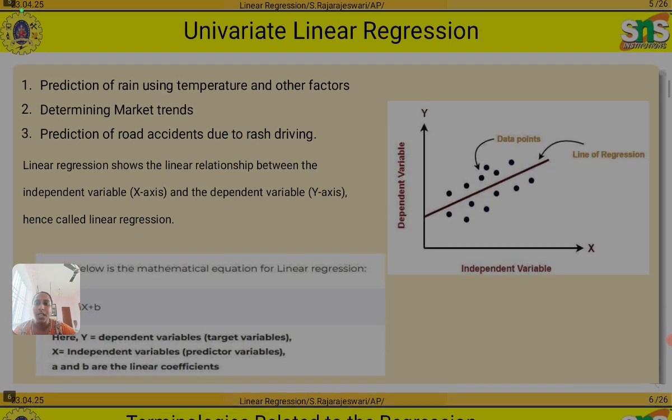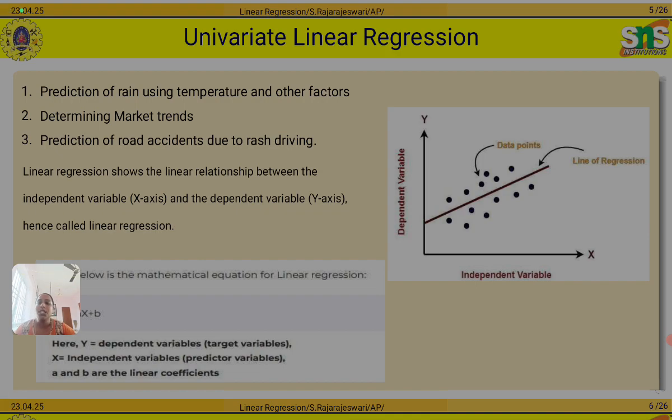So today we are going to see univariate linear regression, which is used for prediction of rain using temperature and other factors, determining market trends, and prediction of road accidents due to rash driving. By using linear regression, we split the data using a straight line, right? For the given data sets, we have to split the data into training data and testing data, with independent variables and dependent variables. We have to split by using this straight line.